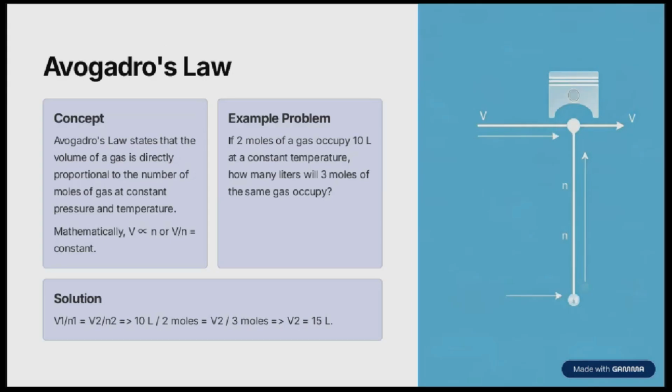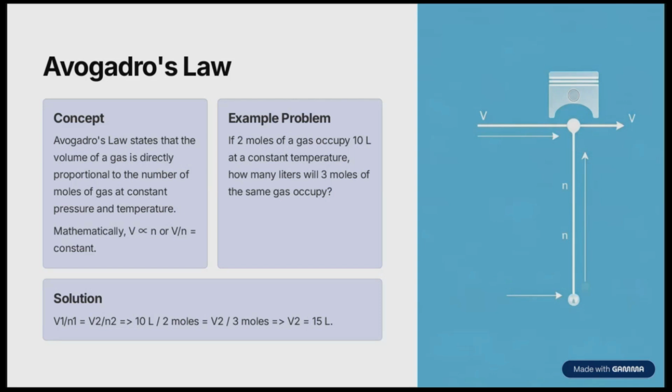So next is Avogadro's law. We've talked about Boyle's law and Charles' law, and the parameters involved in them. There's another law governing the behavior of gases, called Avogadro's law. It states that the volume of a particular gas is directly proportional to the number of moles of the gas.